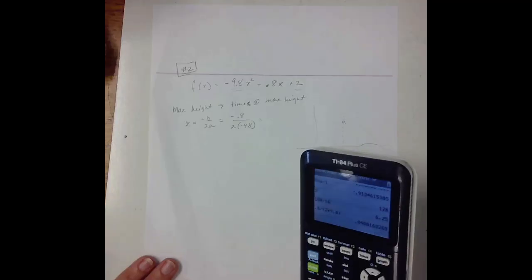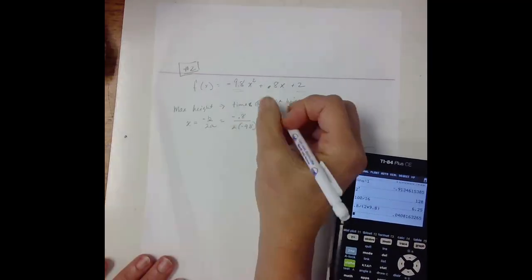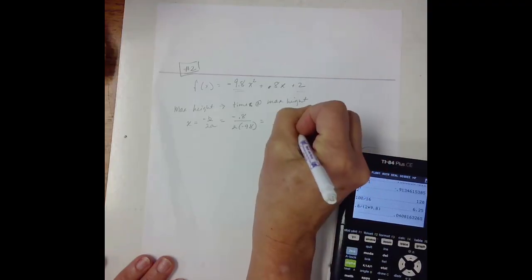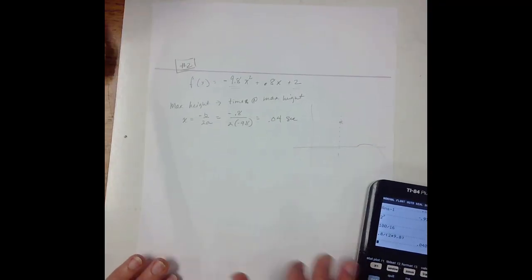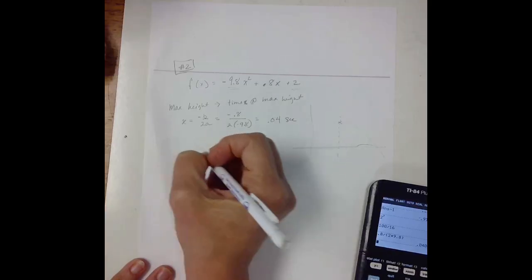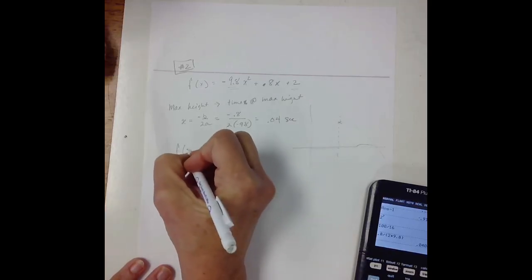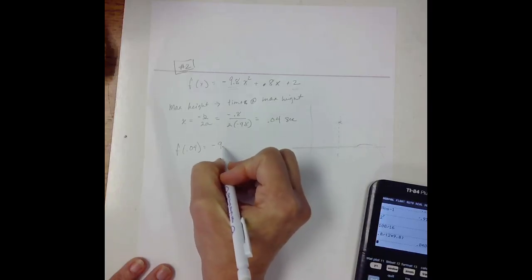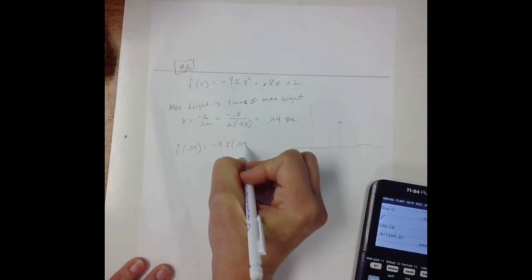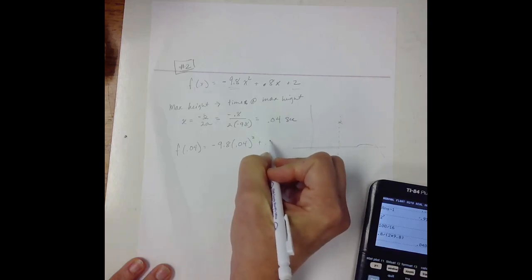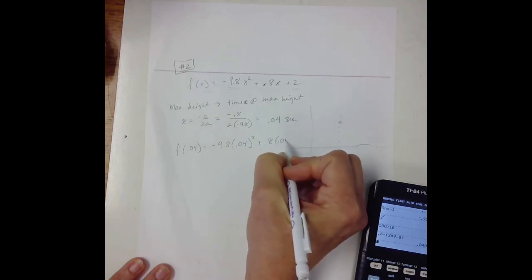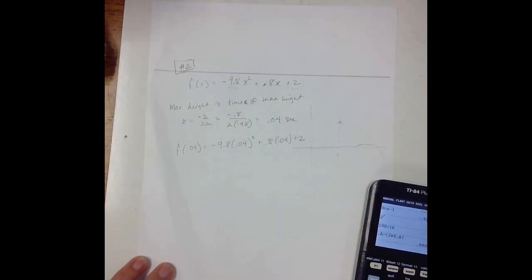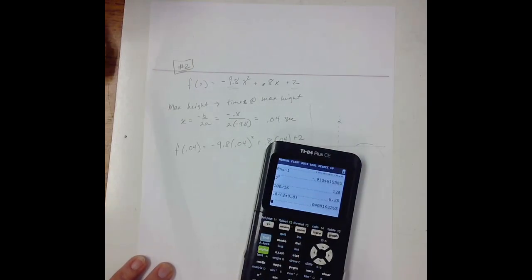Sometimes you might notice that's only 0.04 seconds. I'm not sure my problem is true to life, but I'm going to find f of 0.04 and put it back into my equation as negative 9.8 times 0.04 squared plus 0.8 times 0.04 plus 2. In fact, before I do this, this might be more true to life.